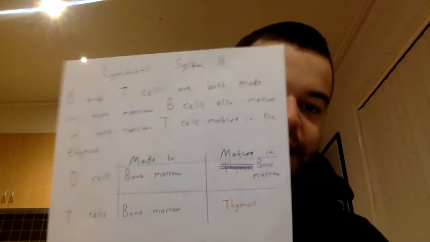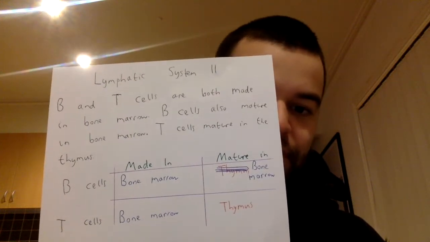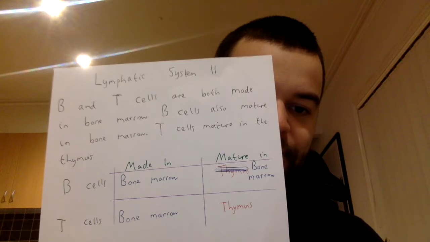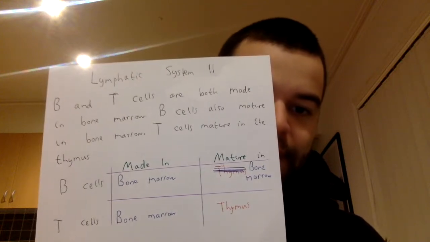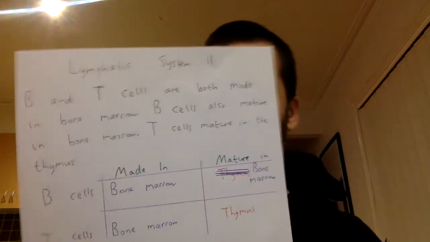So I've just got a brief table to sum that up. B cells are made in bone marrow and mature in bone marrow, and that's where they get their name from. T cells are made in bone marrow and mature in the thymus, which is where they get their name from.